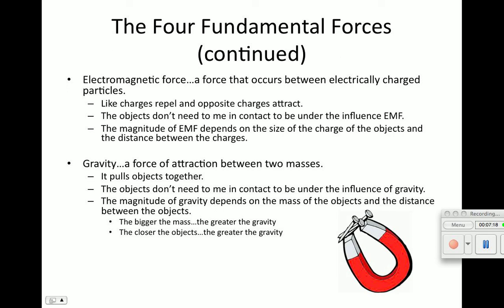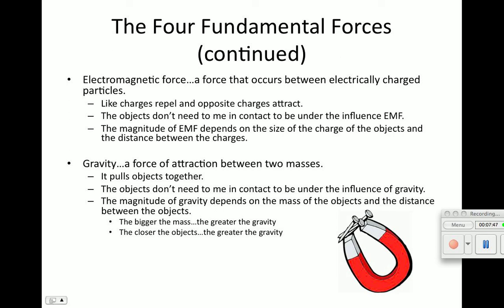Gravity is our 4th fundamental force. It's the only fundamental force we haven't really talked about, and it's a force of attraction between 2 masses. It's pulling objects together. And again, just as with the electromagnetic force, objects don't need to be in contact to be under the influence of gravity. For example, gravity is what's holding the Earth and the Moon together, and they're not actually touching each other, but the force of gravity is influencing both of those objects.